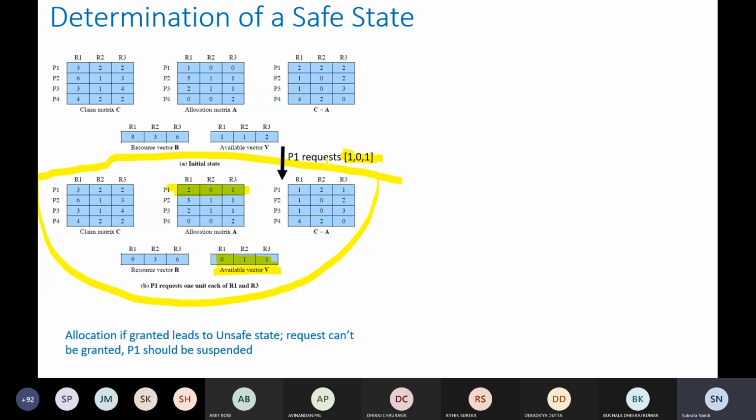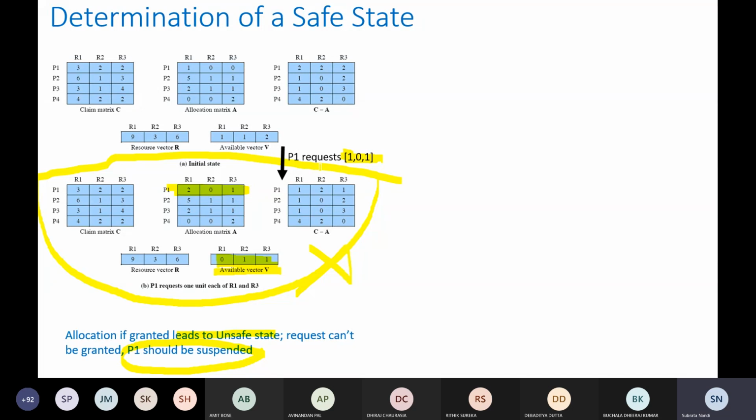will this state be safe? Can you find a safe sequence of completion? It's not possible, right? So this state is not safe. So this allocation, if granted, leads to an unsafe state, and this request cannot be granted. So what will be the fate of P1? P1 will be temporarily suspended. Now, saying that this request cannot be satisfied at this moment does not mean that it cannot be satisfied forever.